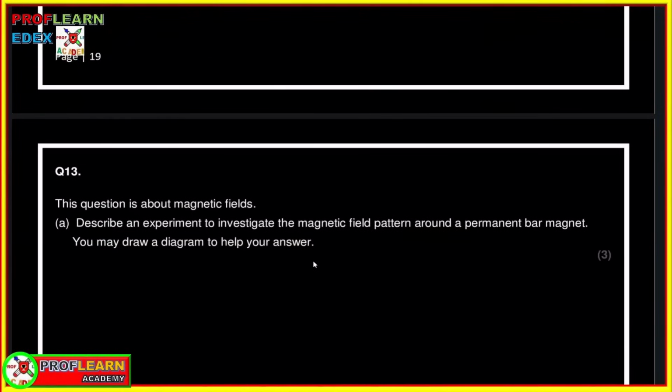Question number 13: describe an experiment to investigate the magnetic field pattern around a permanent bar magnet. Now we have different ways we can do this. We can do this using plotting compasses, moving plotting compasses around a bar magnet, or we can use iron filings. In this part, I'm going to use iron filings because it's an excellent way of performing this experiment.